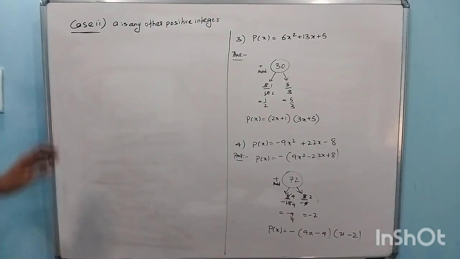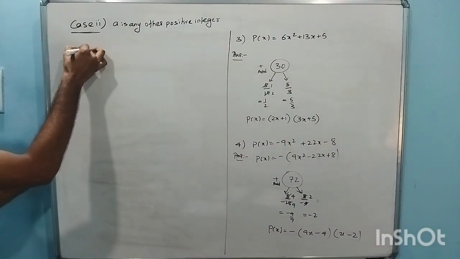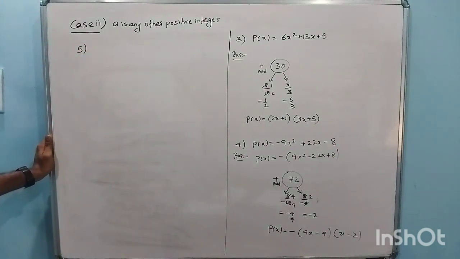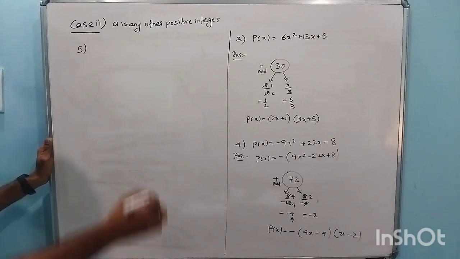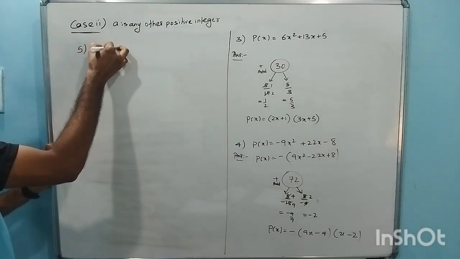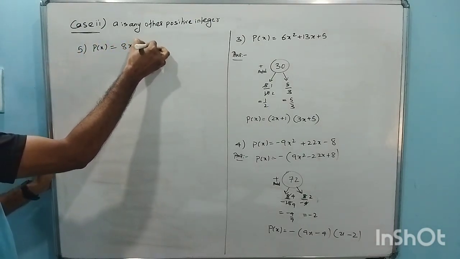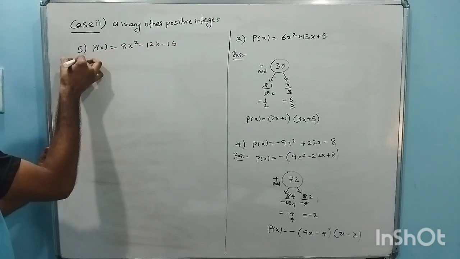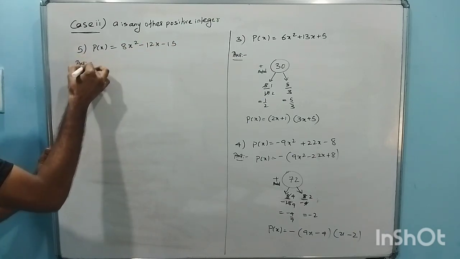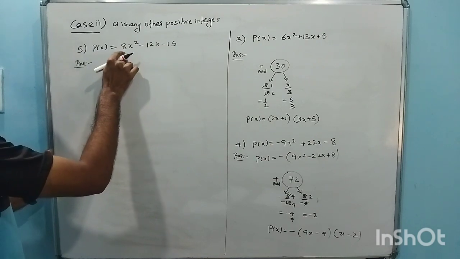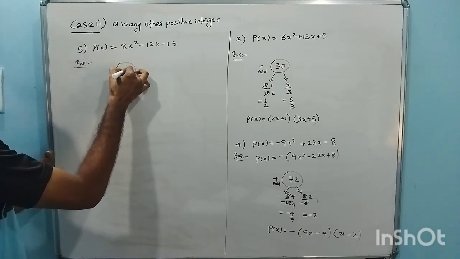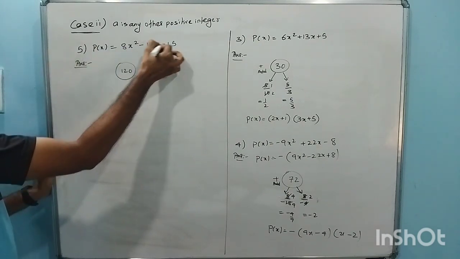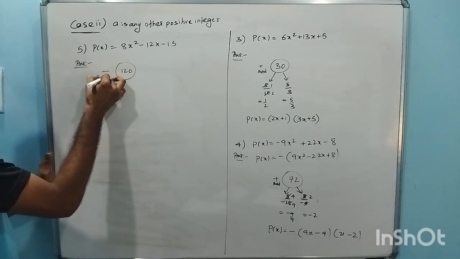Fifth one, 8x square minus 12x minus 15. So what will we do? First, 15 into 8 is 120. Okay, then minus, so subtract, that means what?